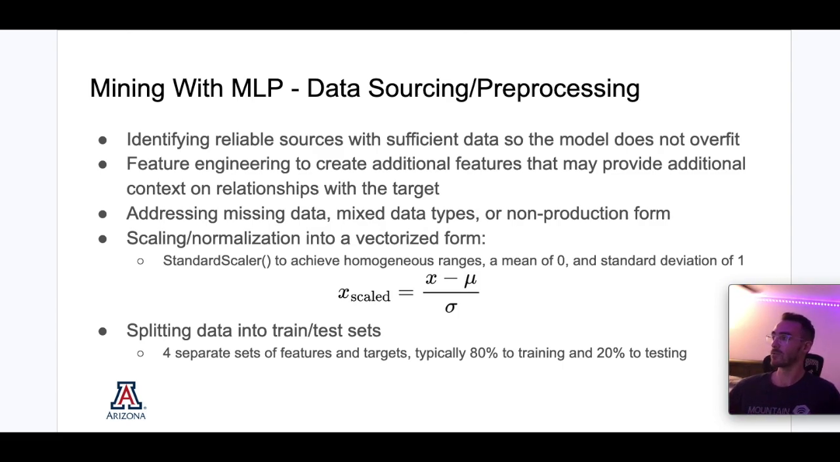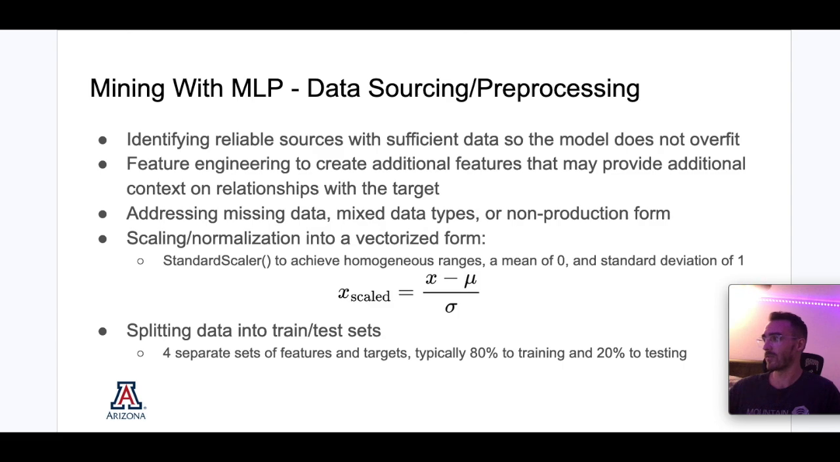Next, I wanted to do some feature engineering on that so that we can have some derived variables that are better representative and could hopefully help us categorize the target correctly. And I also wanted to address any sort of missing data or mixed data types or any sort of non-production form data that we might have to modify so that we can actually use the information we get from this later. I also wanted to perform some scaling and normalization of the data.